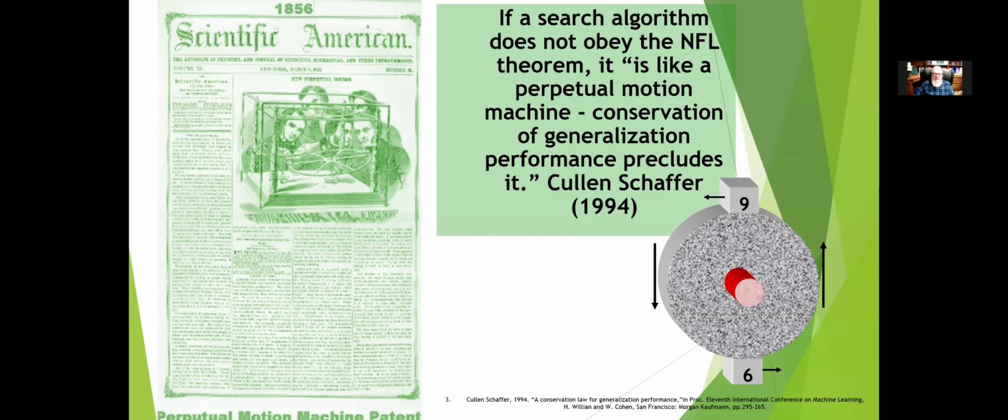So here is what somebody else wrote. I had correspondence with this guy. If a search algorithm performs better on all cases, then it is like a perpetual motion machine. The no free lunch theorem has shown that it's like a perpetual motion machine. So the no free lunch theorem says that no algorithm, including evolutionary search, is better. And conservation of generalization performance precludes it. Now, he wrote this in 1994, so he recognized this problem initially, which was very good.